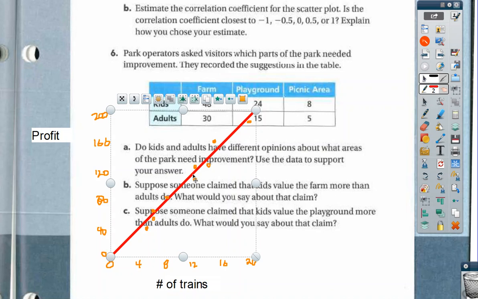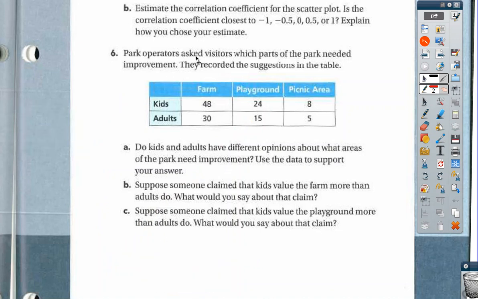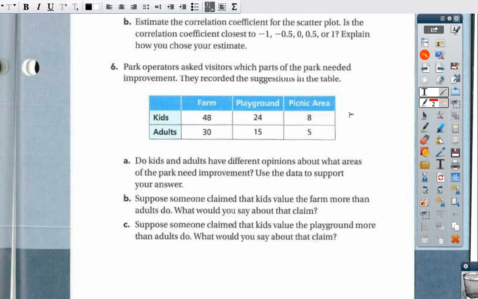All right, finally, of course, I'm obsessively erasing everything. The park operators asked visitors which parts of the park needed improvement. They recorded their suggestions on this two-way table. Love it. Farm, playground, picnic area, and based on the kids and adults. All right, so do kids and adults have different opinions on what areas should be improved? Well, it's hard for me to tell that until I find the percents of each response.